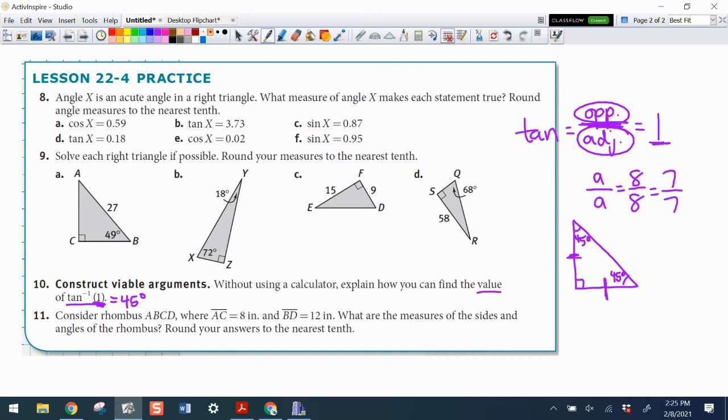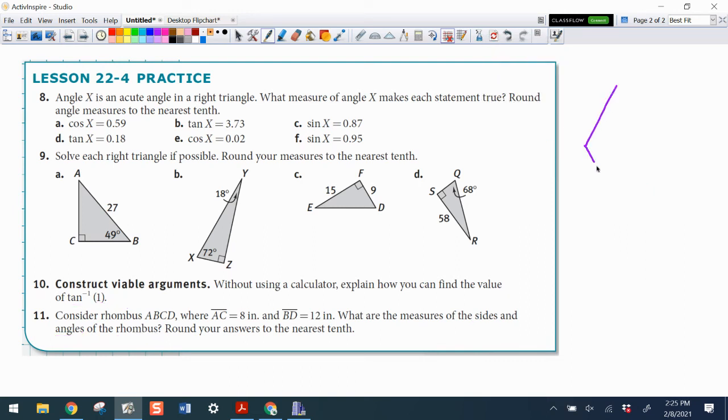Now let's take a look at number 11. It says, consider rhombus ABCD, where the length of AC is 8 inches and the length of BD is 12 inches. What are the measures of the sides and angles of the rhombus? You might be asking yourself, this entire lesson is all about solving triangles, nothing about a rhombus. Well, let's take a look at what a rhombus really is.